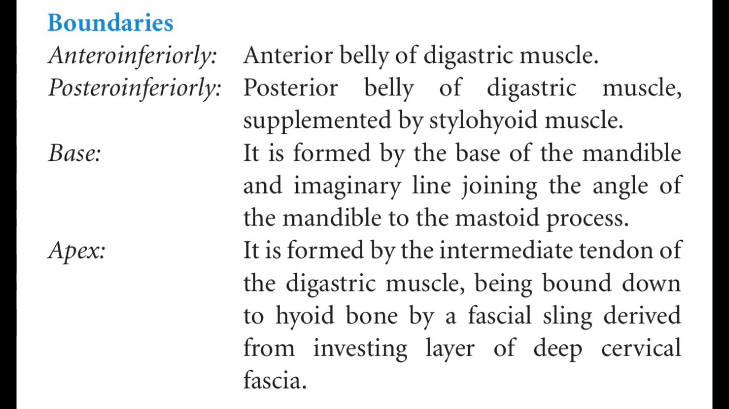The apex, what can you see? The apex is formed by the intermediate tendon of the digastric muscle. Are you getting me? So the intermediate tendon is where the anterior and posterior bellies of the digastric muscle meet. So that is what is forming the apex.